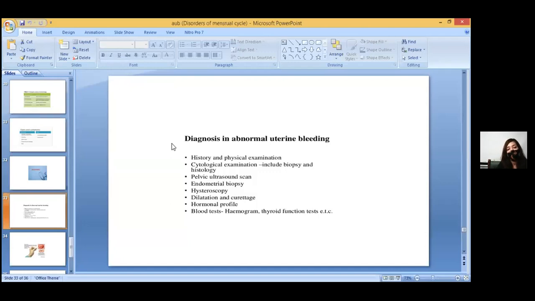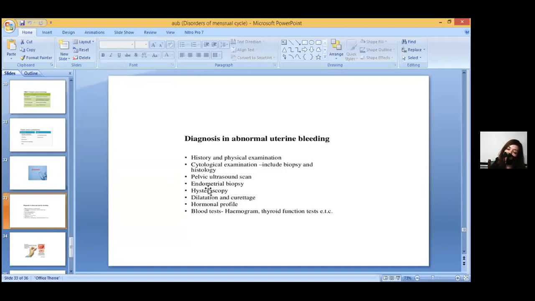So you look for any fibroids inside the uterine cavity or any endometrial polyp. According to the ultrasound scan, you will then offer a treatment to the patient. If there is an endometrial polyp in the endometrium, then you will go for hysteroscopy. And if there is some other problem, then you can go for D&C or hormonal profile or blood tests. Depending upon her history and physical examination, you will offer all these investigations. These investigations will be targeted according to the patient's complaint.